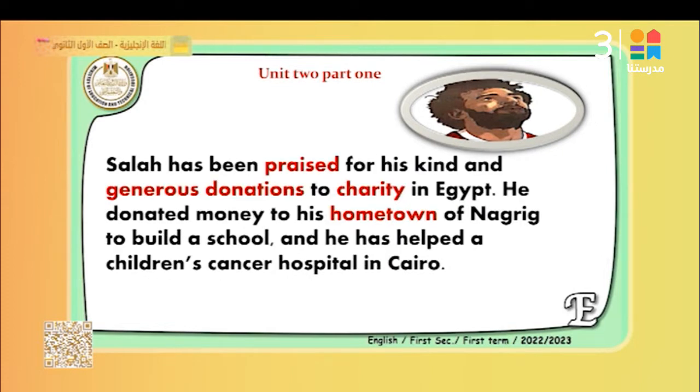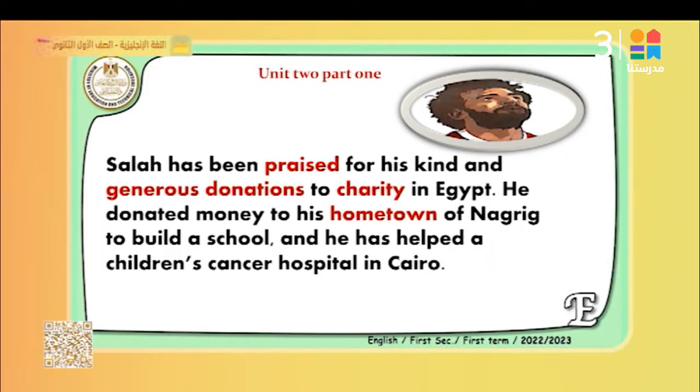Salah has been praised. What's the meaning of praise? Praise means to say good words about someone. To praise someone, to praise the teacher, to say that he's a good teacher. To praise Salah, to say that he's good. So Salah has been praised for his kind and generous donations. We said, what does it mean, donation? Donations means that he gives money to the poor. He has generous donations to charity in Egypt.